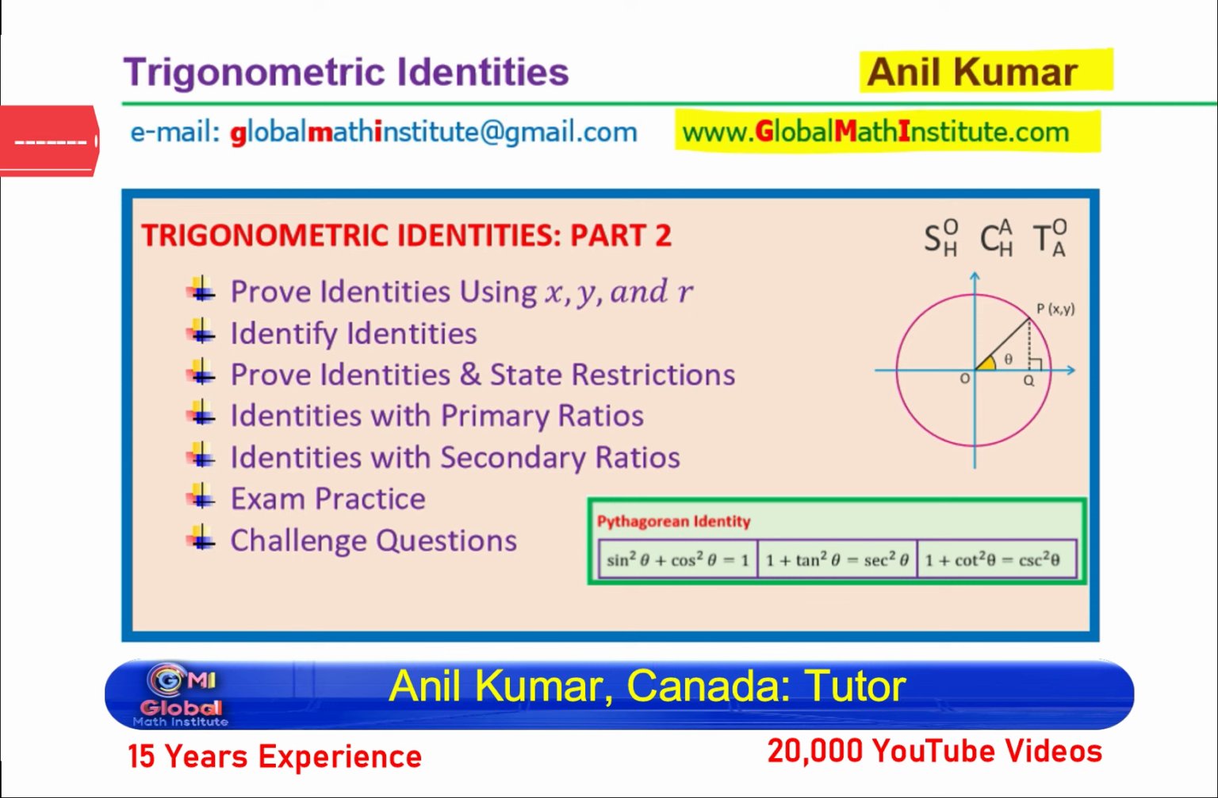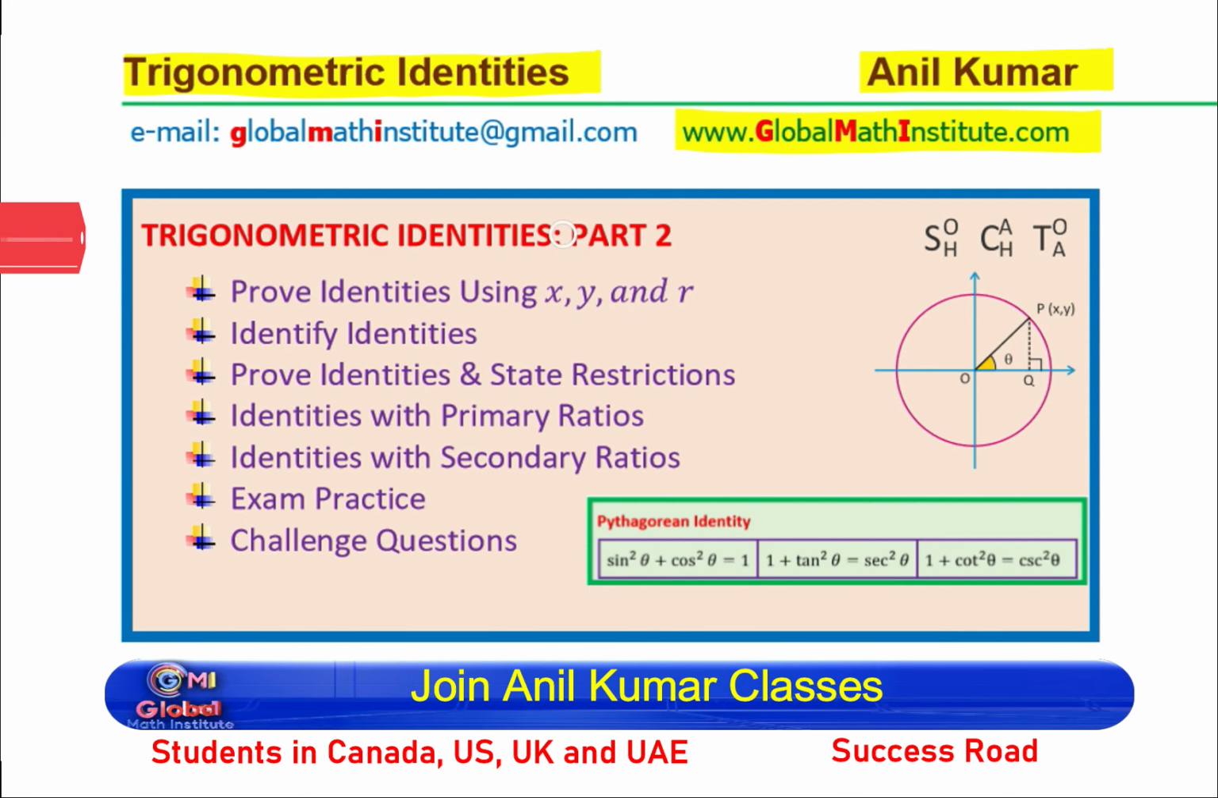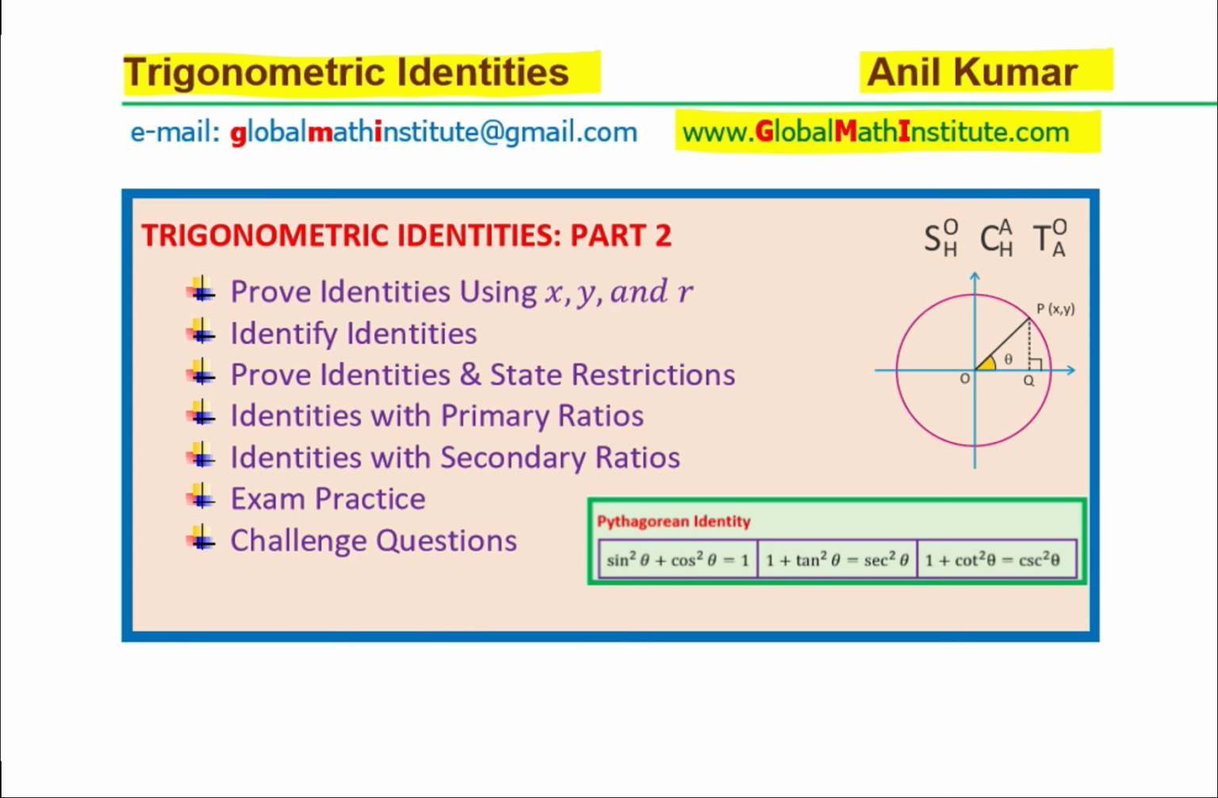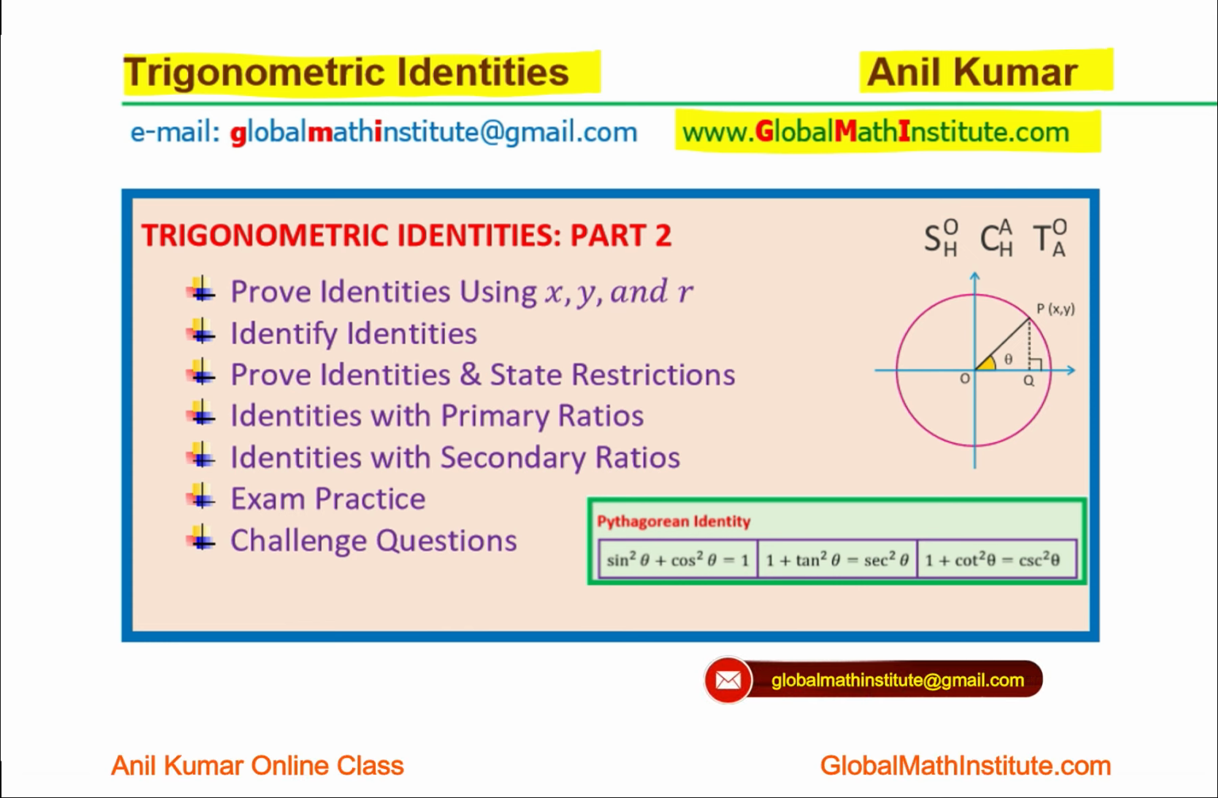In this particular video, we'll discuss trigonometric identities further. In part 1 of trigonometric identities, we understood what these trigonometric ratios are, how they are related, and we also proved the Pythagorean trigonometric identities: sine squared theta plus cos squared theta equals 1, 1 plus tan squared theta equals secant squared theta, and 1 plus cotangent squared theta equals cosecant squared theta. Apart from that, we looked into the quotient and the reciprocal identities. Now in part 2, we are going to practice with some examples.